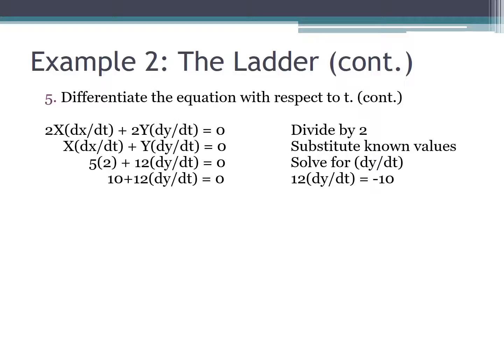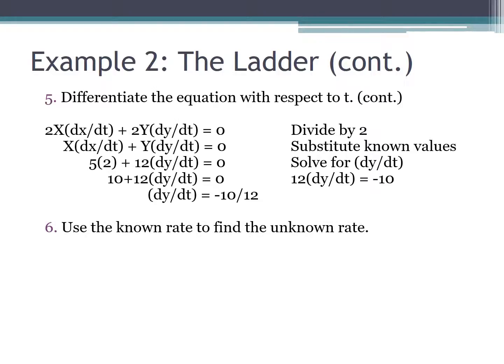10 plus 12 times dy/dt equals 0, so 12 times dy/dt equals negative 10. So our change in y over our change in t is negative 10/12. So we use our known rate to find our unknown rate. The change in y divided by the change in t equals negative 10/12, or approximately negative 0.83 feet per second.